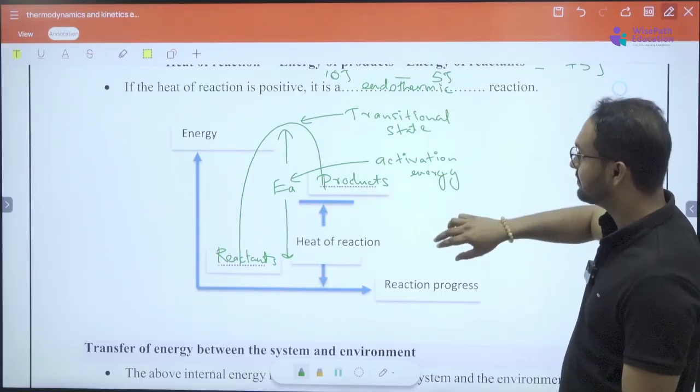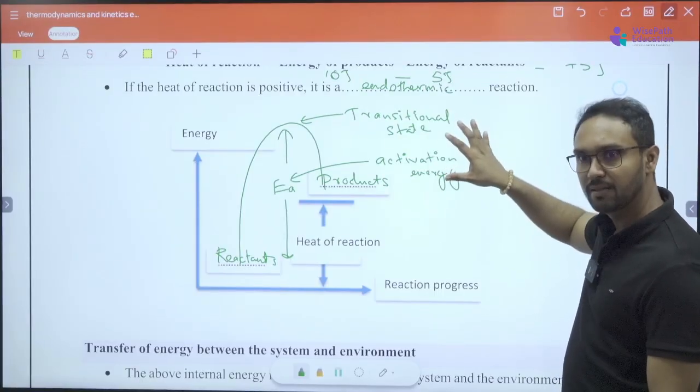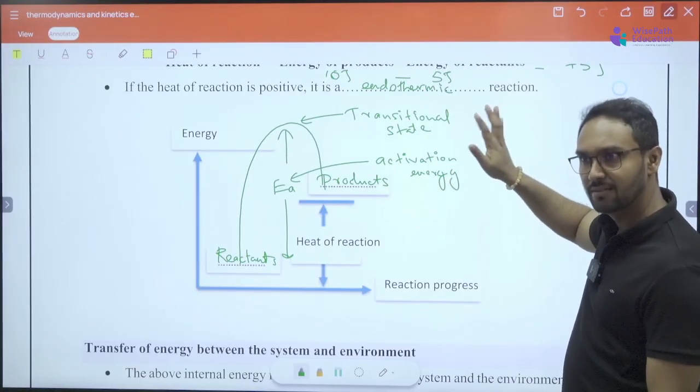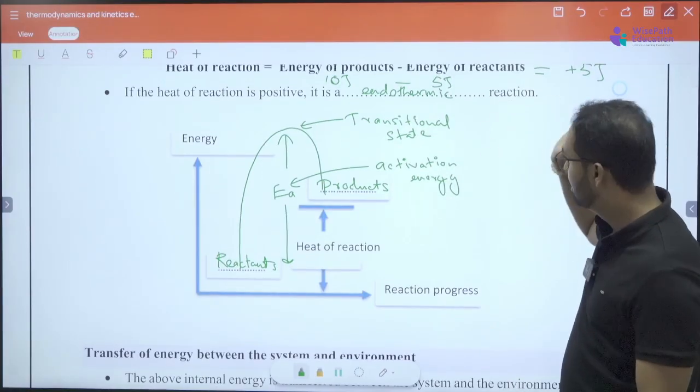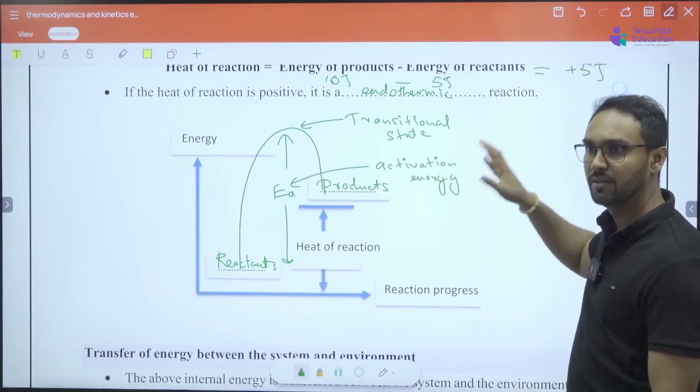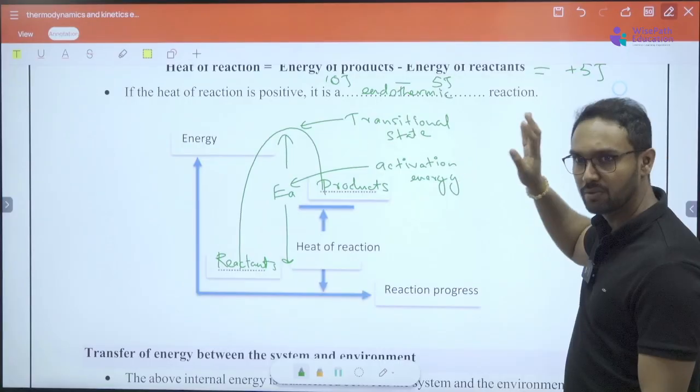The taste is different. Right? Do you understand this part now? Yes. And you're supposed to remember the energy graph of both exothermic and endothermic.